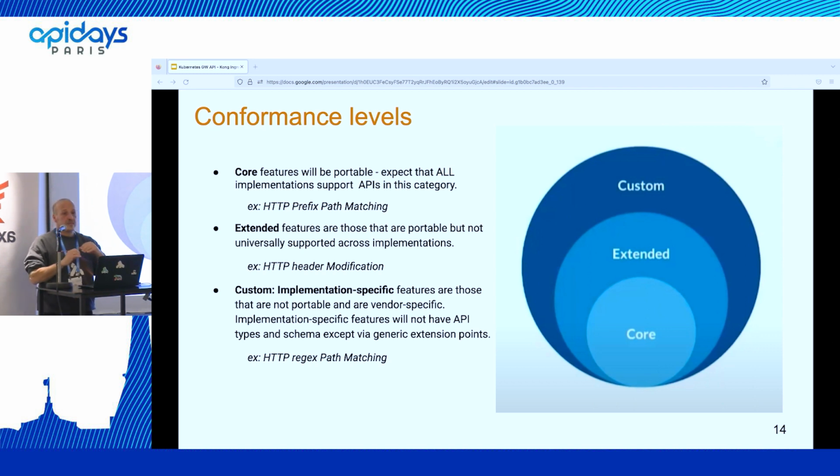The extended is, let's say, not common. There is a large majority, but it's not generic or for all of them. But eventually, this one will become core in the future. For instance, the HTTP header modification: some tools can do it now, not all of them. So it's for that reason that it's at this level. And the last one, the custom, there is some tricky stuff here. And one of the good examples is regarding the regex.